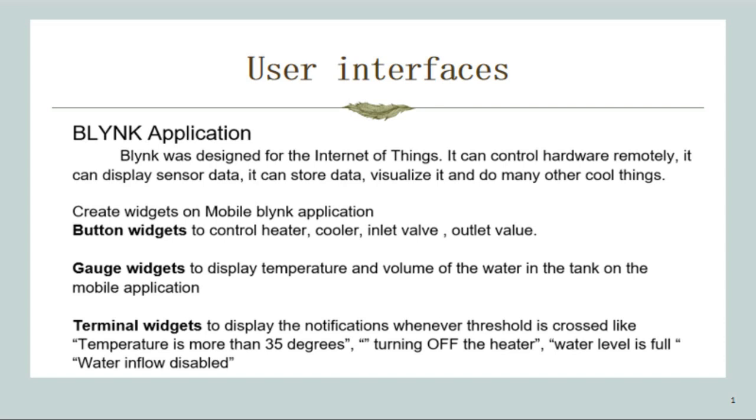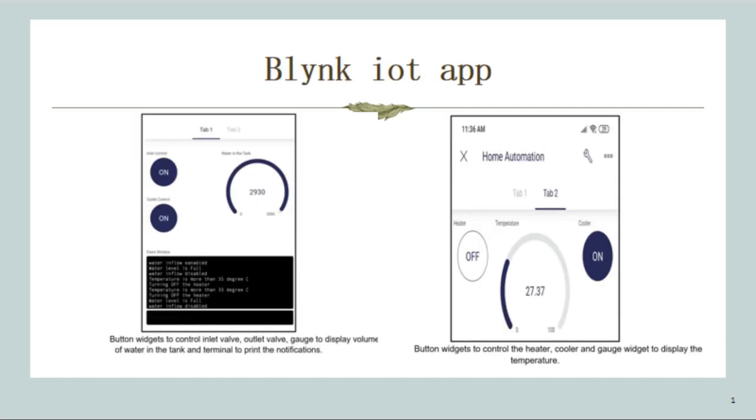Button widgets are used to control the heater, cooler, inlet valve, or outlet valve. Gauge widgets are used to display the temperature and volume of the water in the tank on the mobile application. Terminal widgets display the notification whenever a threshold is crossed, like temperature is more than 35 degrees, turning off the heater, or water level is full, water inflow is disabled. So we make use of three widgets for this project, that is the button widget, gauge widget, and terminal widget.